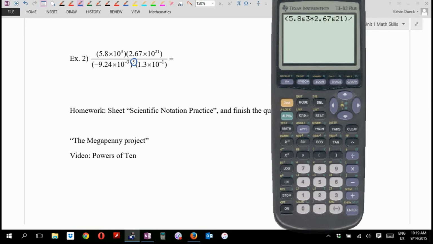Okay. Is there more than one number on the bottom? Yes. So we're going to open a bracket up, and I notice that this thing here has an exponent, so I think I should put this whole expression here in its own bracket. So I'm actually going to open up 2 brackets. I'm going to go negative 9.24 scientific notation negative 3. Close that little number off.